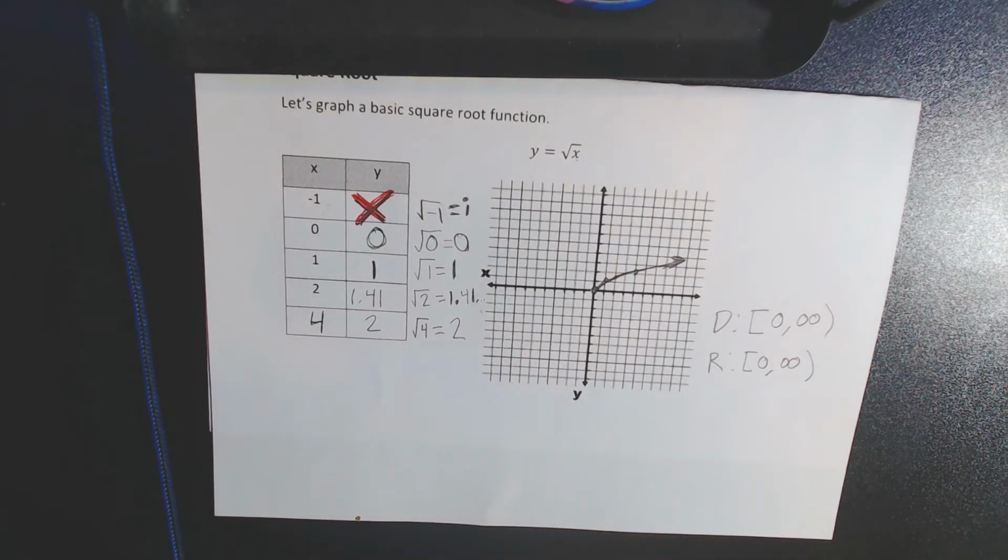Okay, I think that's it as far as just graphing the regular square root. Let's just do 1 or 2 examples here, and then we will be done for today.